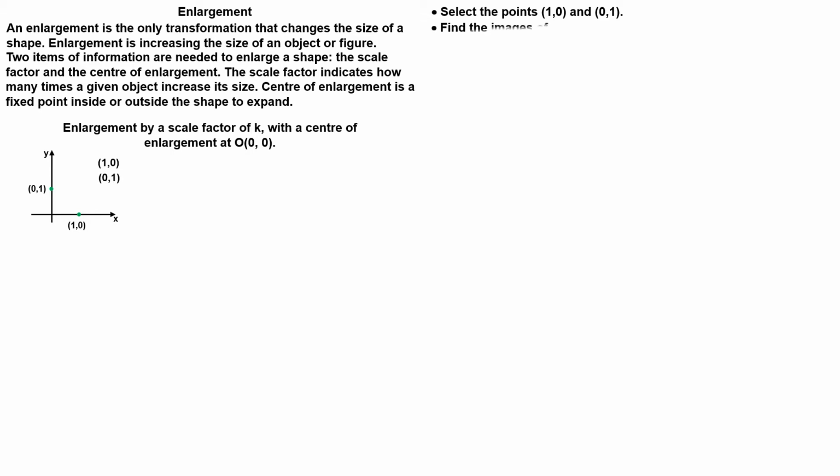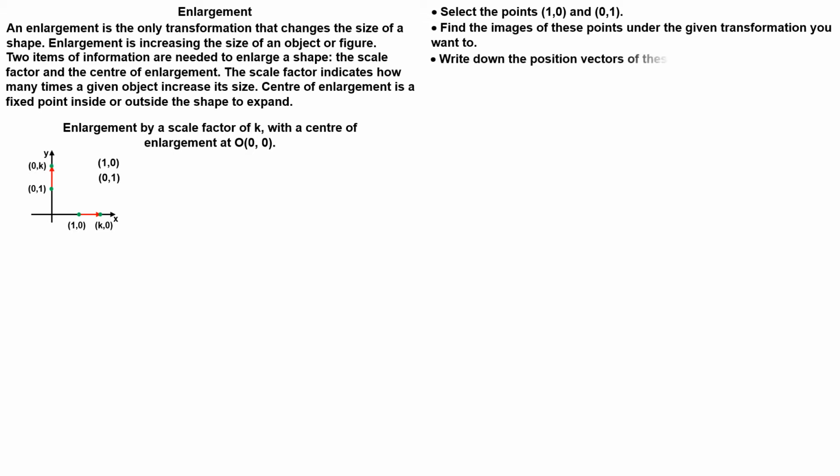Find the image of these points under the given transformation. We want to increase the size of the shape. Then we increase the size of the x coordinate and y coordinate. Write down the position vectors of these images. (1, 0) turns to (k, 0). (0, 1) turns to (0, k).